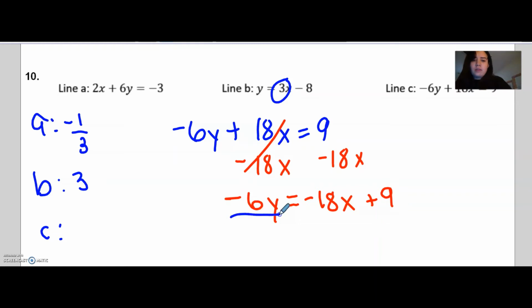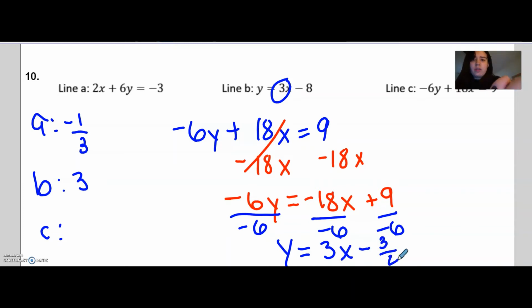Our last step is to divide by -6. We have to divide each part on the right. Our rewritten line is y equals 3x minus 3/2. So from there we can see that our slope is 3 for C.